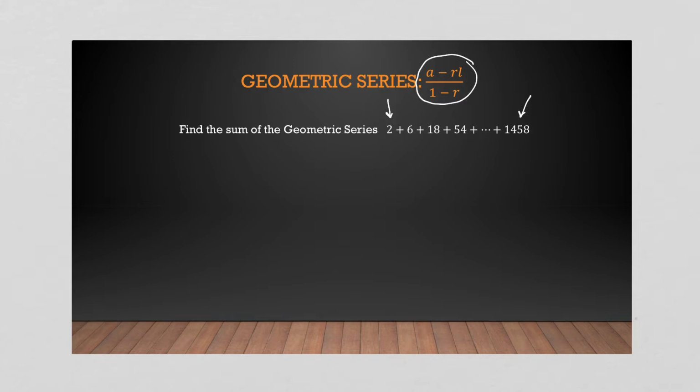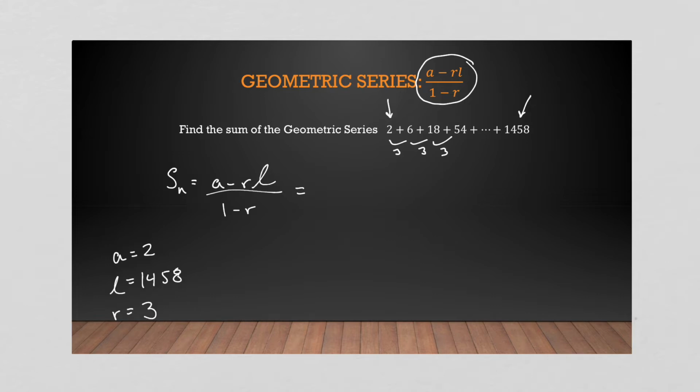Now the thing is I still don't know how many terms I have, but it doesn't really matter. We can still say the sum of the n terms present is the first term minus the ratio times the last term all over 1 minus the ratio. Now, what's our ratio? Well, 2 times 3, 6 times 3, 18 times 3. Okay, so we get a is 2, l is 1,458, and r is 3. And then again, remember, this just becomes color by numbers.